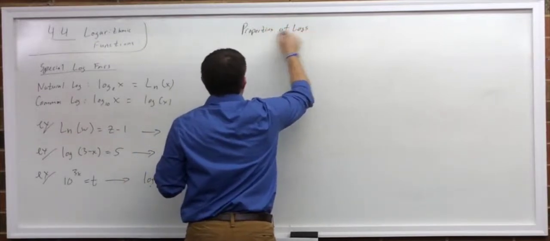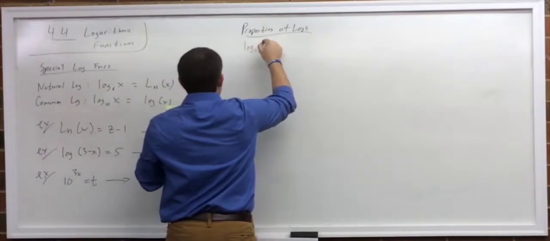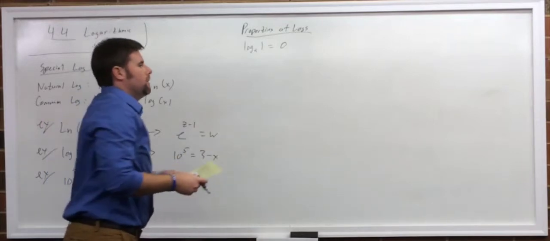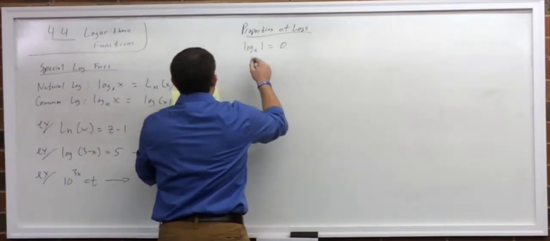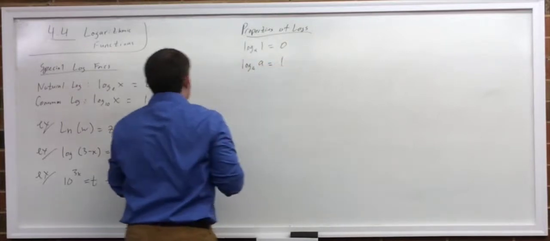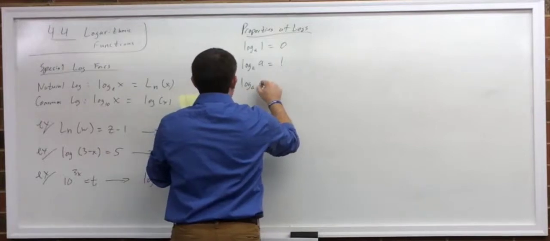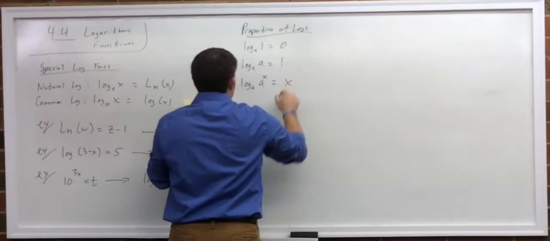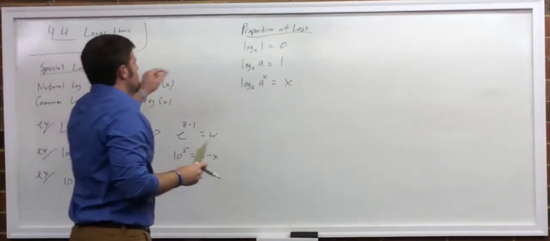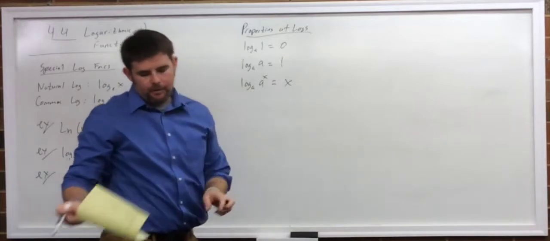Properties of logs. The log base a of 1 always equals 0. It doesn't matter what your base is. Log base a of a always equals 1. And if we had log base a of a to the x, that always equals x. These are some properties that you may want to familiarize yourself with as you go through these problems.